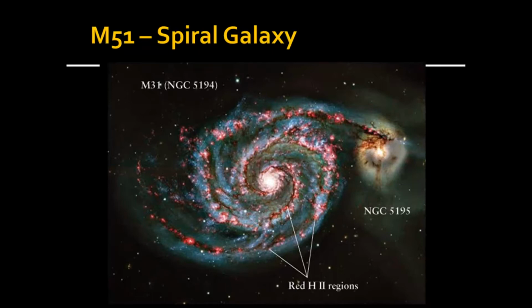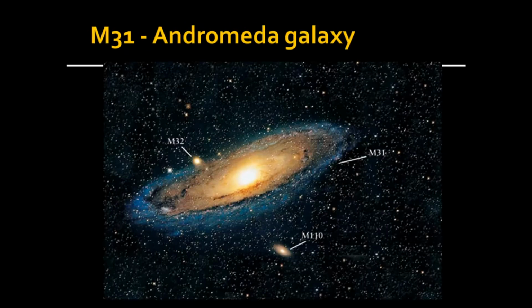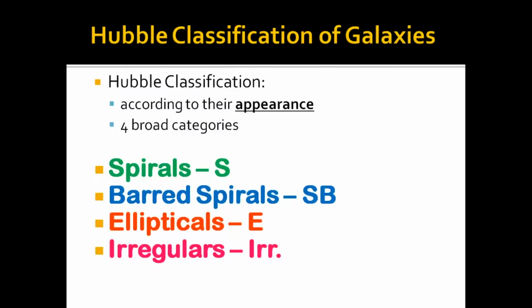So for example, M51, which is the spiral galaxy located near the Big Dipper, he described this as a spiral galaxy based on the fact that it has spiral-looking gas and dust arms. Andromeda Galaxy, M31, is another type of galaxy. You can really see a shape difference here. So his Hubble classification scheme is based off of 4 broad categories.